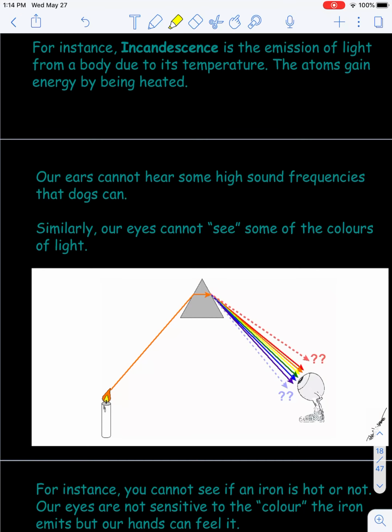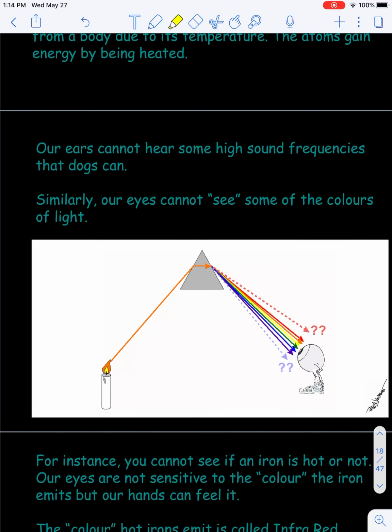So our ears cannot hear some high sound frequencies that dogs can. And in fact, because I'm older, I cannot hear some frequencies that you guys can as teenagers. And I know I used to love, there was some app in your phones that you could play sounds that I couldn't hear, but you guys could. And they were these really high pitched sounds. And that was always fun. People getting that app out and seeing who could hear and who couldn't. I could never hear it. My ears are not great.